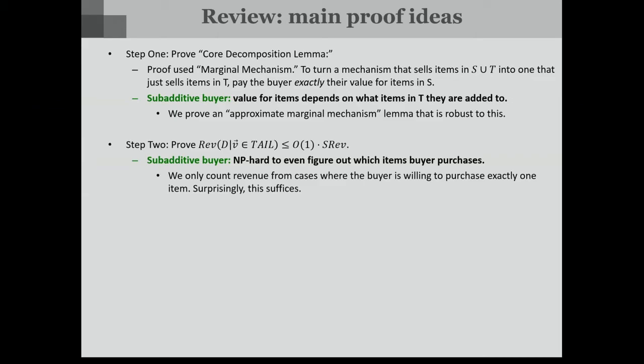Second, once we have the core decomposition lemma, we still have to bound the revenue of the tail. And again, we have this challenge that it's NP-hard even to figure out which items the buyer is purchasing. Some very weird structure could be seen in terms of what items a buyer chooses to purchase at different prices. It turns out there is at least one case where it's easy to figure out what items the buyer purchases: if he's only willing to purchase exactly one item, then the buyer will purchase that item and nothing else. Surprisingly, it turns out that only analyzing revenue from these cases suffices to prove this same bound. It's not clear that this should be the case, but it turns out that it is.